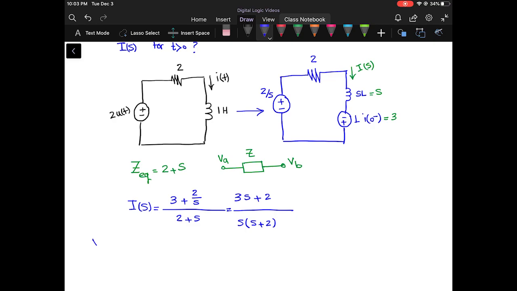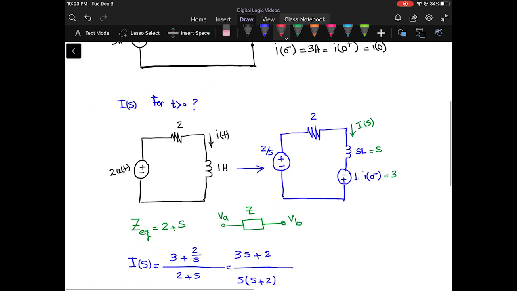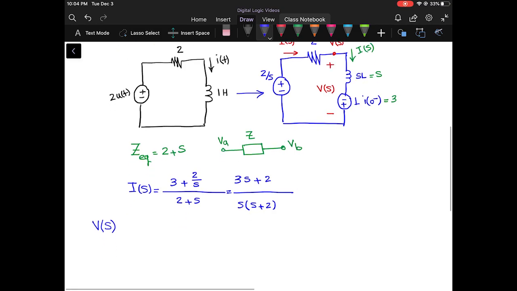So now I have to find V(s), which is the voltage across the inductor in the Laplace domain, because here I have v(t), if you see over here. So then I'm going to find V(s). We know that the inductor will be represented in S domain as the inductor plus its initial condition. By plus, I mean we have to include the initial condition there. So that voltage is this voltage over here, which is the voltage across what is representing the inductor in the S domain. The voltage here is easy to find because I'm saying that this is equal to V(s). And I know that I have I(s) over here.